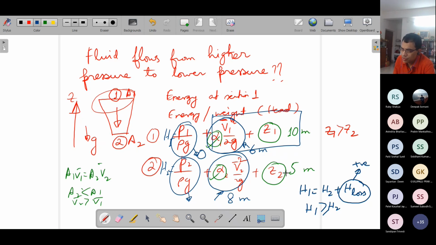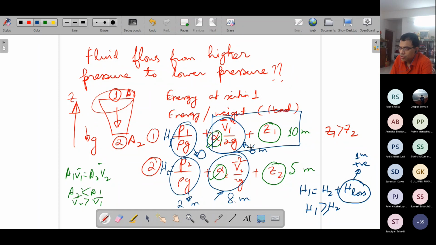Otherwise, it would be less than 60. So let us say that there is some loss of say 1 meter. So this will be 50. So in that way, 8 plus 5, 30 plus 2, right? So 8 plus 5 plus 2, 15, and 10 plus 6, 16. It all satisfies all physics, and you can clearly see that this is an example where fluid is flowing from lower pressure to higher pressure.